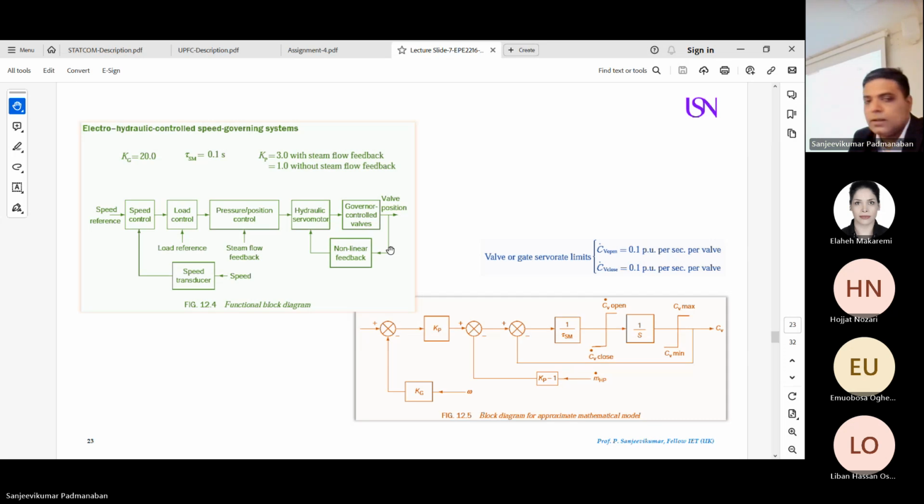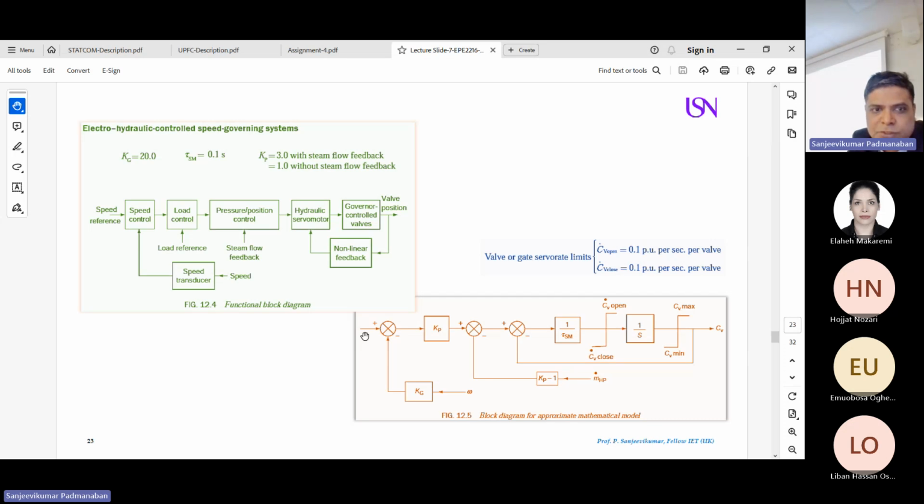Then this is a generalized diagram, but how to bring it into real software? So this is the model. How to bring it into the software? We have gate servo limiters. CV open is going to be 0.1 per unit per second per valve. And for CV close it is going to be 0.1 per unit per second per valve. Both values we fix at 0.1. Now this is the complete block diagram.